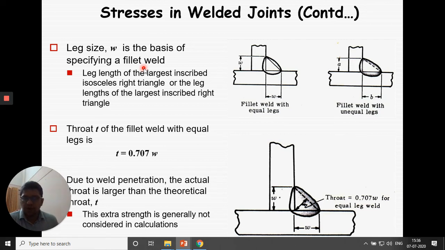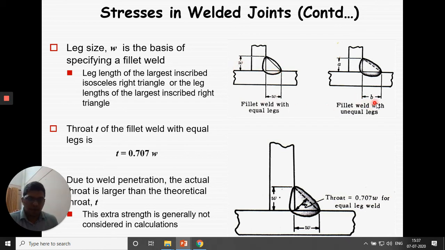So now we are going to analyze the stresses in the lap joint. The parameter which you need to understand for analyzing the stresses is the leg size, that is represented by W. And in some books, you will see that it is represented by the letter H. And if the welding is like a right angle, isosceles right angle triangle, then the leg size will be equal to W, because both height and base is equal to W here.